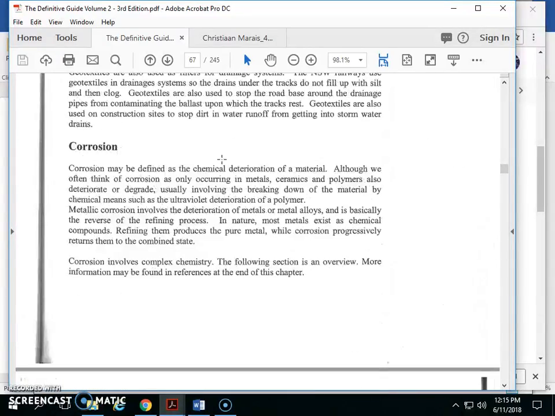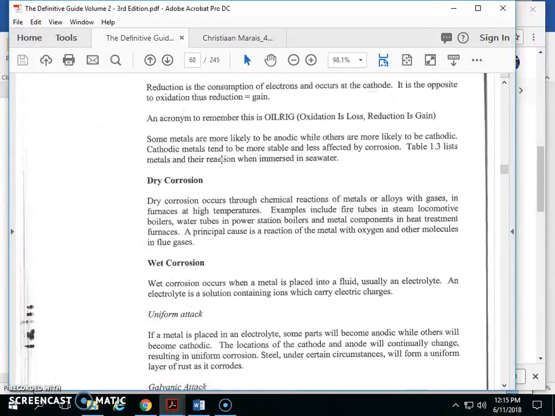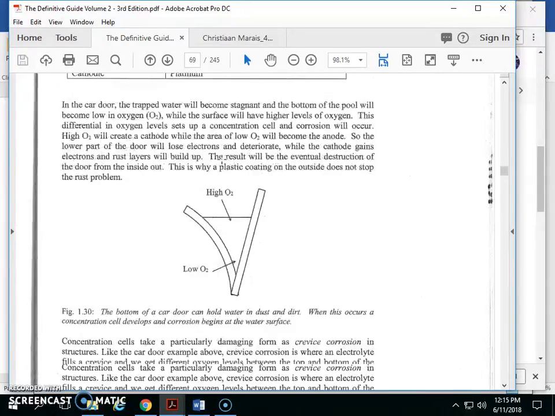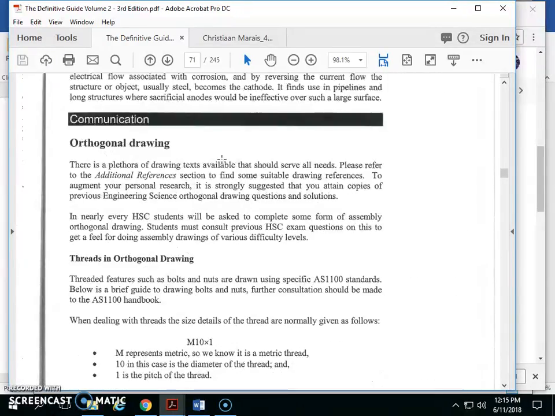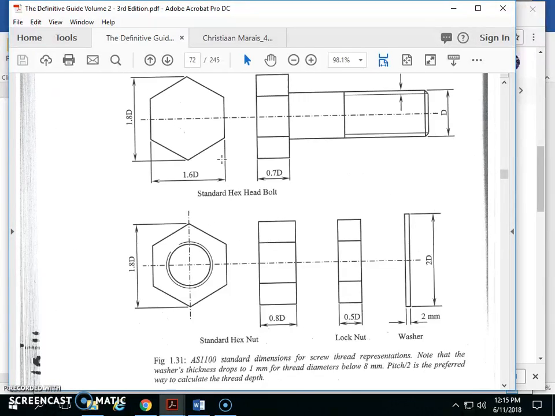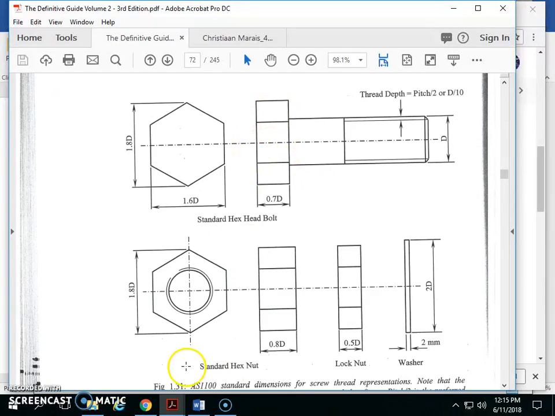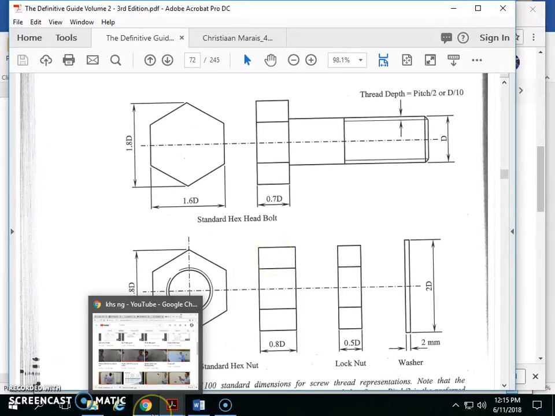Okay, laminates, where we talk about different ways that we can make long sections of wood. We're then going to spend a fair bit of time talking about corrosion, and then communication. So here we're really going to focus on threaded sections of bolts. Now, threaded sections are incredibly important.